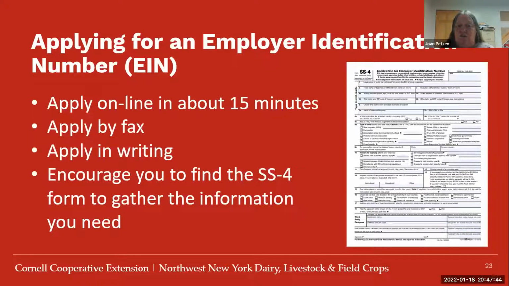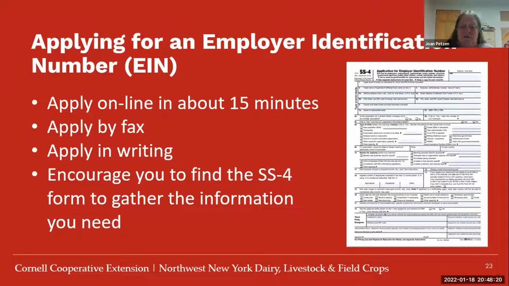I encourage you to first download the form SS4 and gather that information, because when you go on to apply online, if you don't have all the information, you can't save it and you have to start over again as you're filling out that form. Otherwise, if you get yourself a copy of SS4, get the information down on that, you can go back in and fill out that form in 15-20 minutes. And it doesn't take very long after that. And you will have an employer identification number in hand.